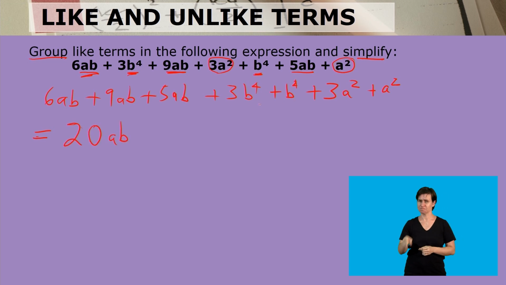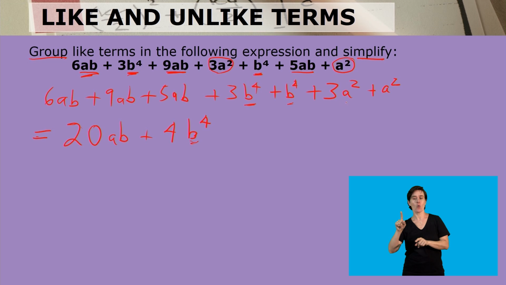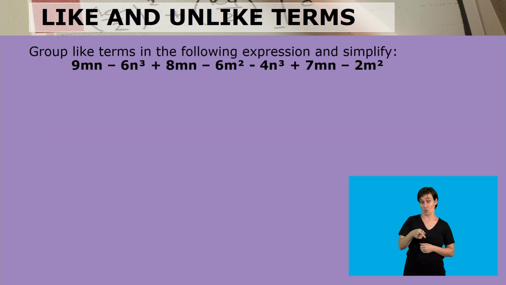Then I move to the next one, b exponent 4. 3 plus 1 would be 4b exponent 4. Realize that when you add like terms, the exponents remain the same. We don't change the exponent. If it is b to the exponent 4, when you are done, it will still be b to the exponent 4. And then 3a squared and 1a squared would give us 3 plus 1, which is 4a squared. Then our expression is done. We have grouped and simplified.